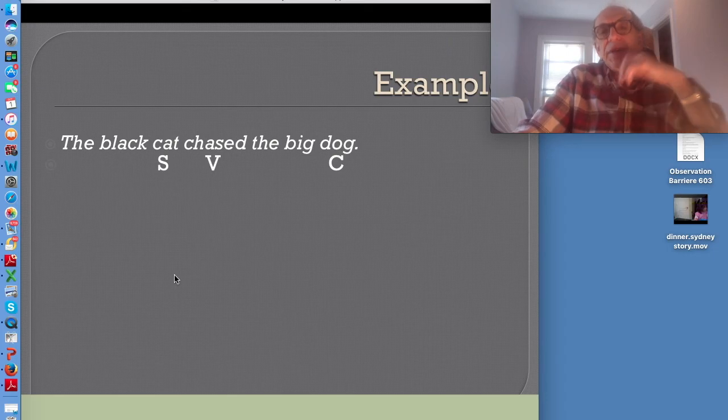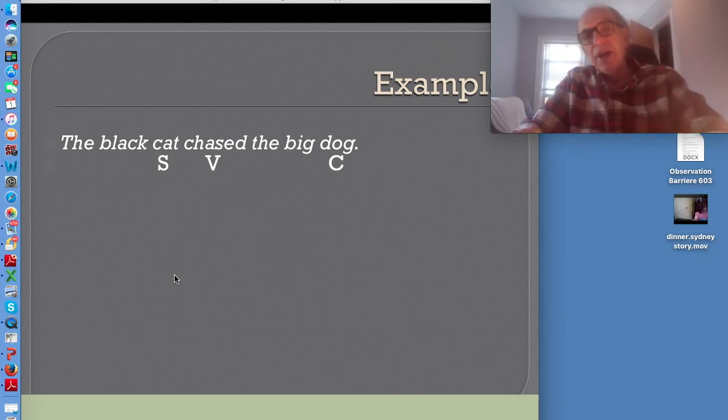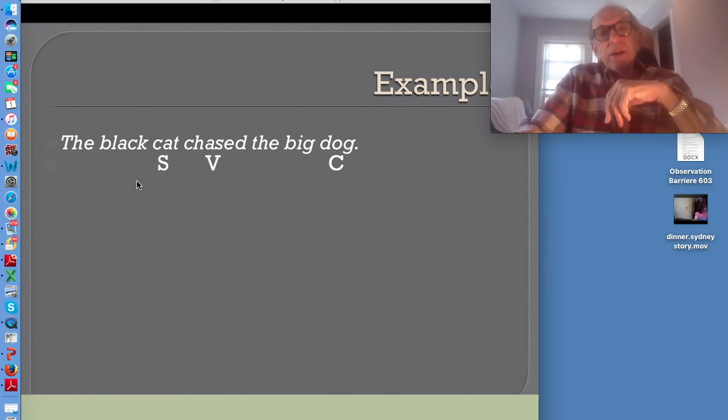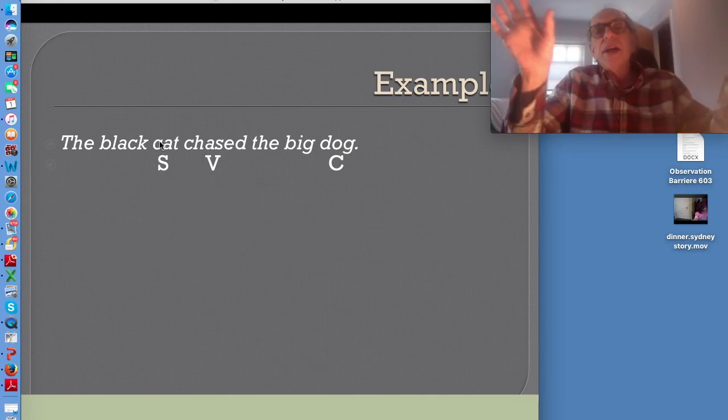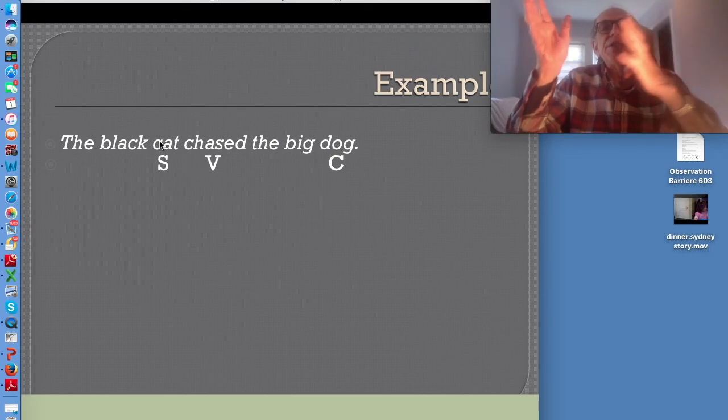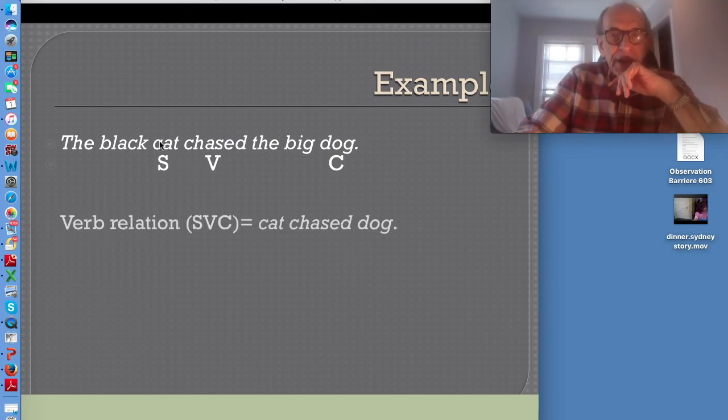And the complement of that sentence is the big dog. That's a noun phrase complement. The head of that phrase is the noun dog, so we have SVC. If we only consider SVC, cat, chase, dog, we identify that as action.